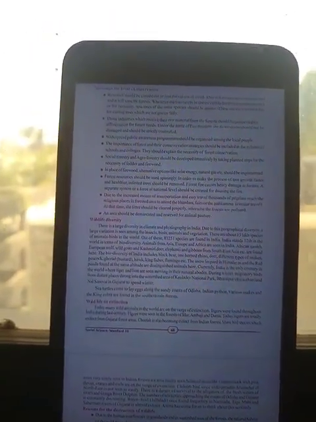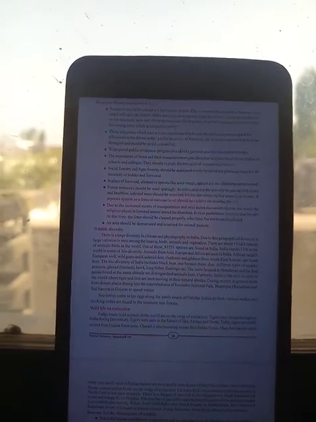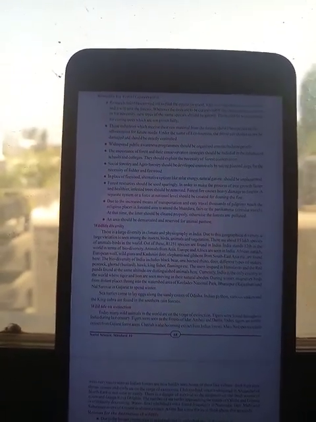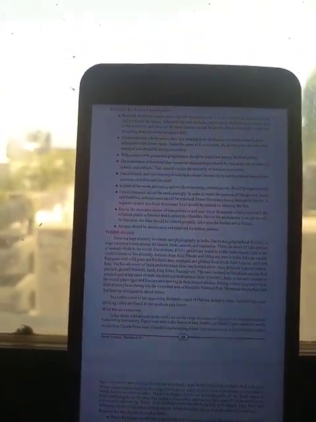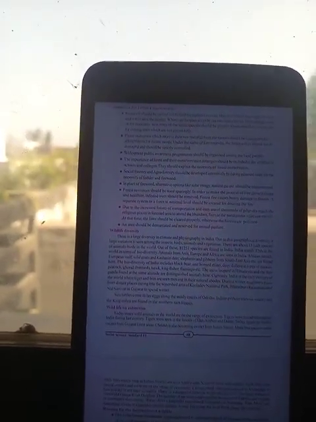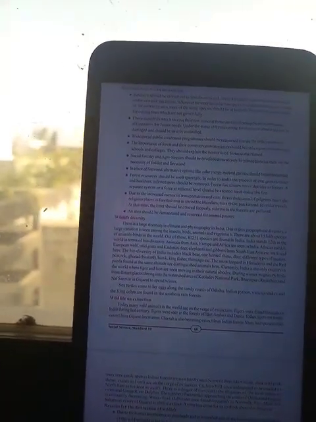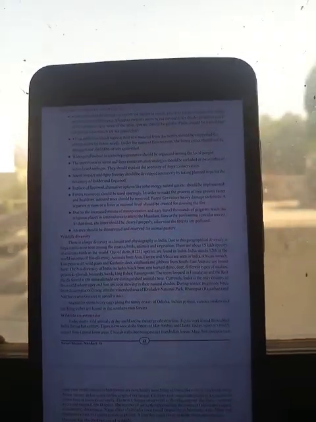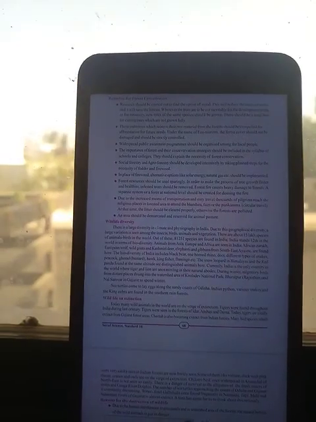Means forest resources should be used sparingly. We cannot spoil the forest resources. We cannot pollute the forest. We cannot set fire to the forest. We cannot disturb the forest, cut the trees, etc., like that.